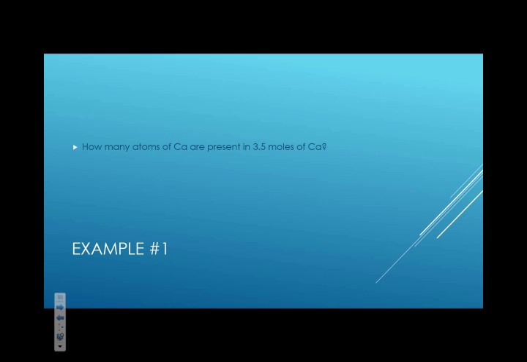So let's look at an example. How many atoms of calcium are present in 3.5 moles of calcium? Well, we're keeping in the back of our mind that we know that 1 mole of calcium will equal 6.022 times 10 to the 23rd. And hey, it's just calcium all by itself. Is it an atom, a molecule, an ion, or a formula unit? Well, it's an atom all by itself, has no charge, so we know that we add atoms as units.